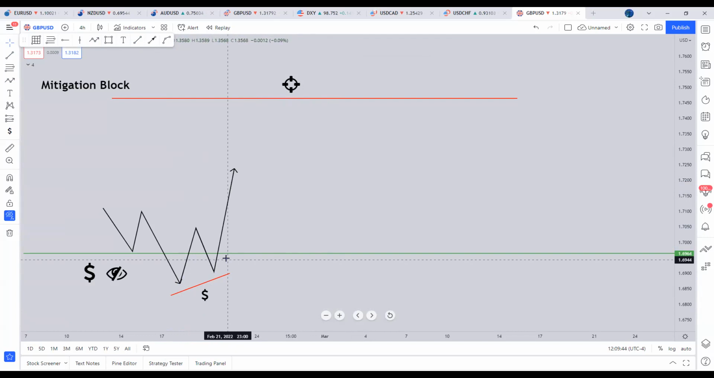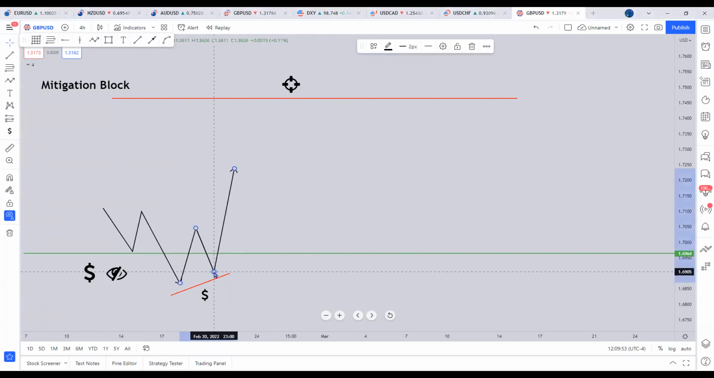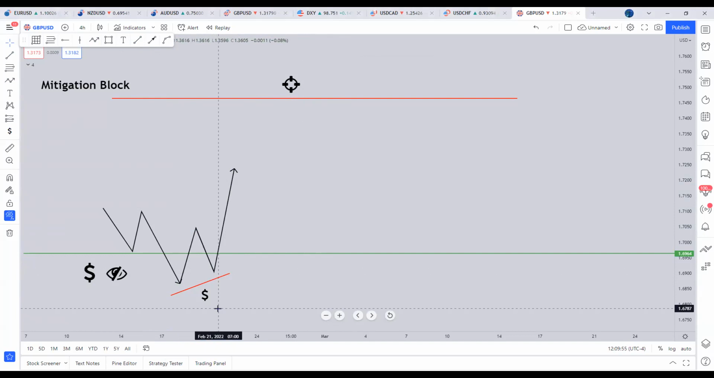Okay, so essentially, the difference between both of these is that a breaker has broken structure and taken liquidity on the other side. A mitigation block has not. A mitigation simply mitigates the move that created the break of structure, which is right here. So this move has mitigated this past move, and now price has gone upward.